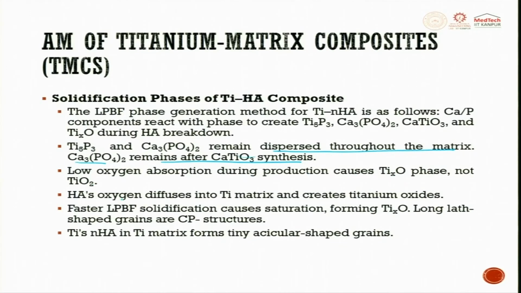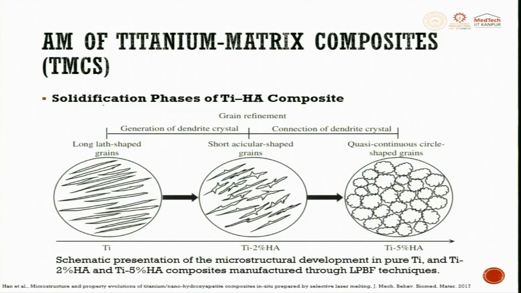The hydroxyapatite oxygen diffused into the Ti matrix and creates titanium oxide. The faster laser powder bed fusion solidification causes saturation, forming TiXO along lath shaped grains and CP structures, close packed structures. Ti nano hydroxyapatite in the Ti matrix forms tiny acicular shaped grains. So, this is what it is.